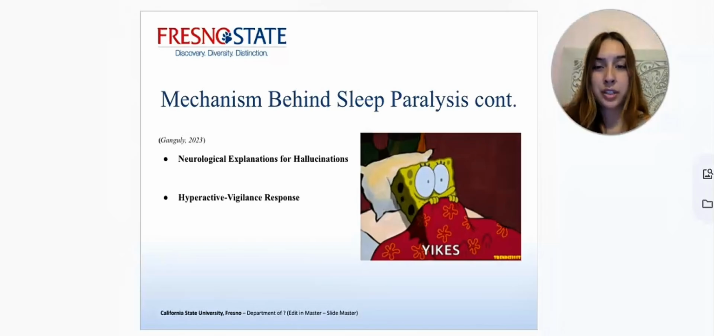These are some continued findings from the article, some neurological explanations for hallucinations. When your body's not moving, it can trigger the feeling that you're floating, and your brain's danger alarm, your fight or flight, may turn on, and it can make you feel very scared when you're experiencing these hallucinations. With the hyperactive vigilance response, the midbrain can become overly alert when shifting from sleep to wake, and this can cause those vivid, scary hallucinations.